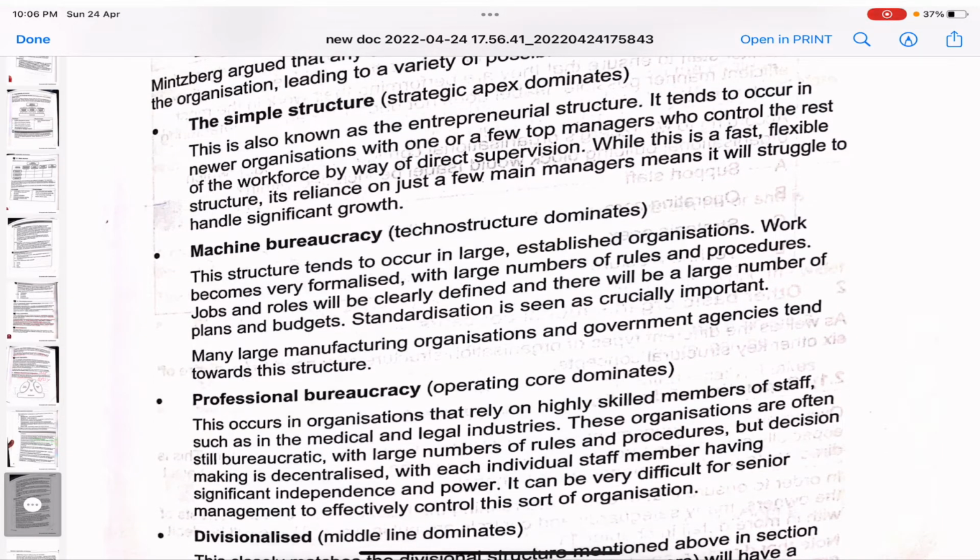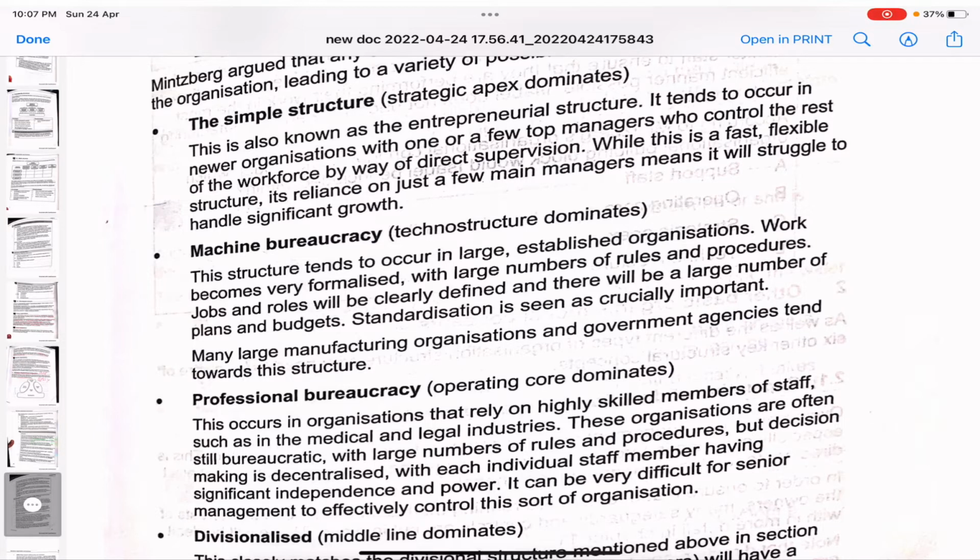Remember the order in which we learnt everything. So what was the first one? The strategic apex, which means they're at the senior level of management. So in simple structure, who dominates? The strategic apex dominates. It's very simple. Simple was entrepreneurial structure, remember? So the strategic apex dominates in the simple structure.